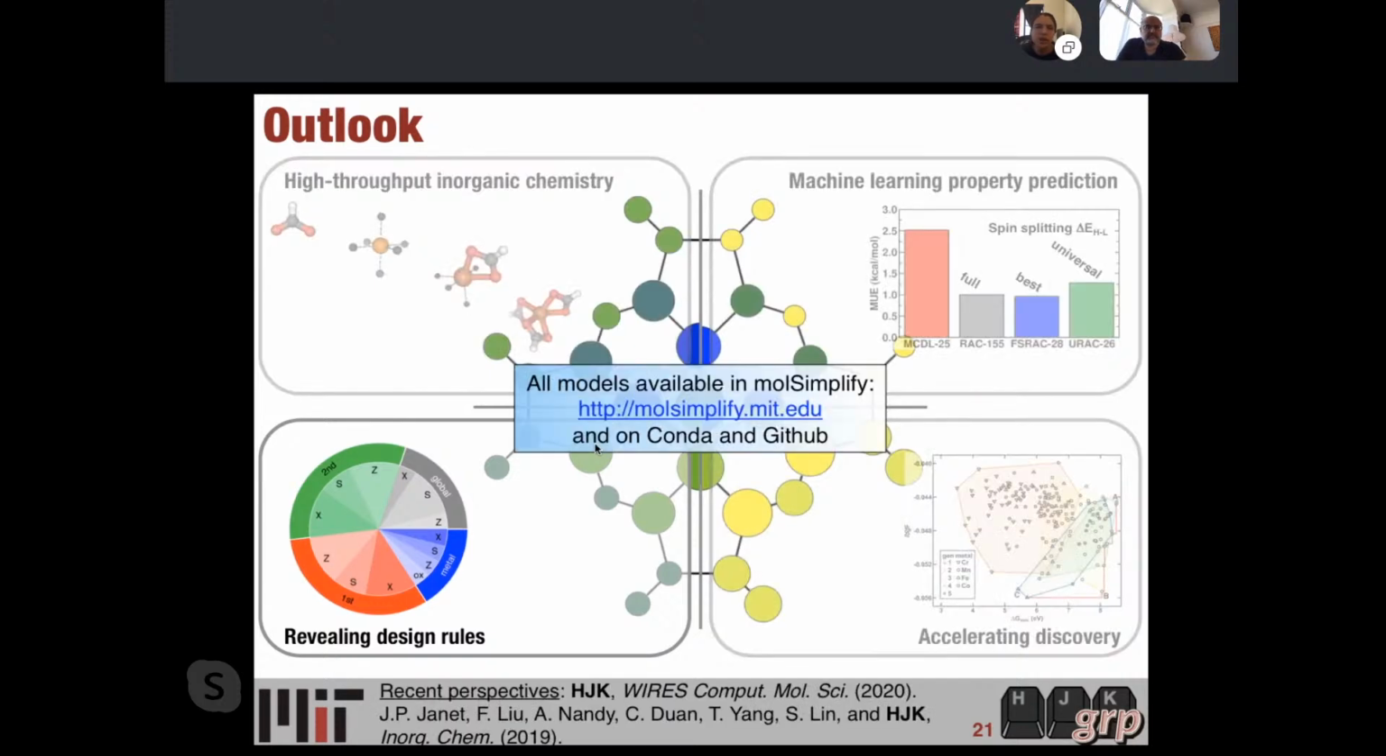Everything I've described is available in our code, including all the machine learning models I described and the featurizations.